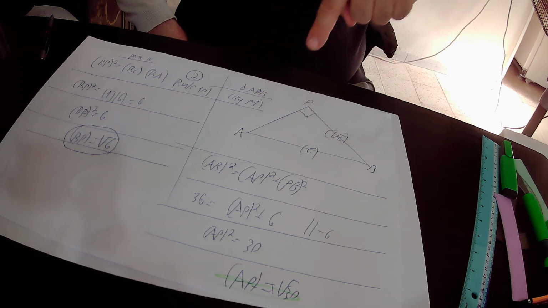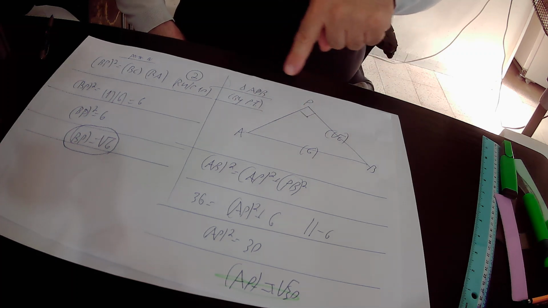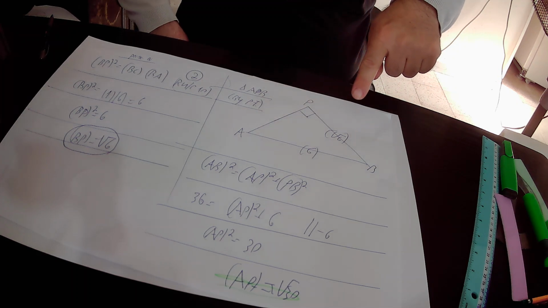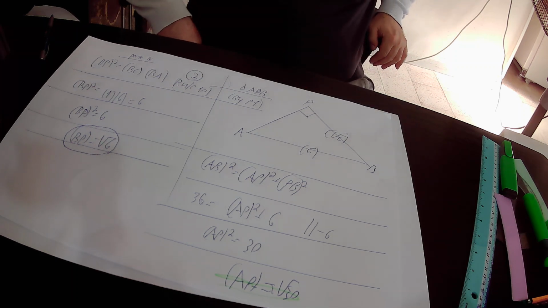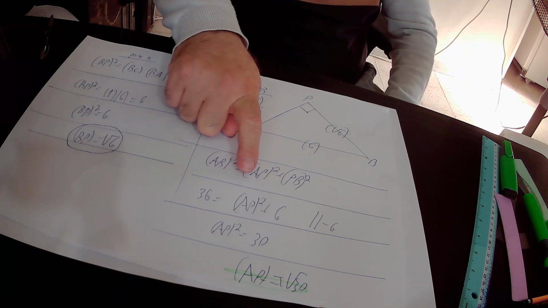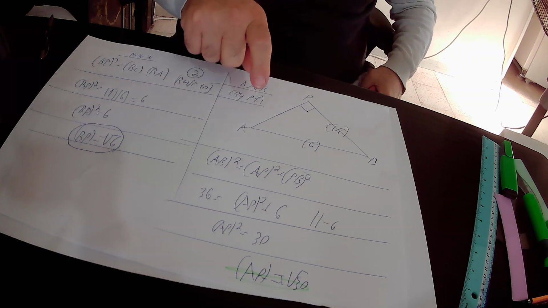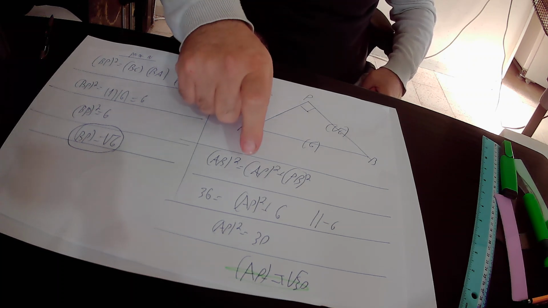AB is 6, therefore AB square is 6 squared, that is 36, and it is equal to AP square. AP is the missing side, so we leave it as it is, plus PB square. PB is the square root of 6, therefore PB square is 6. So 36 equals AP squared plus 6. Subtracting 6, we find that AP squared equals 36 minus 6, which is 30.